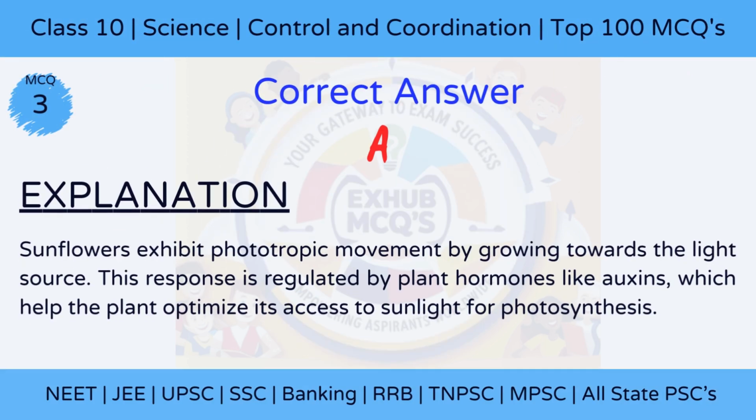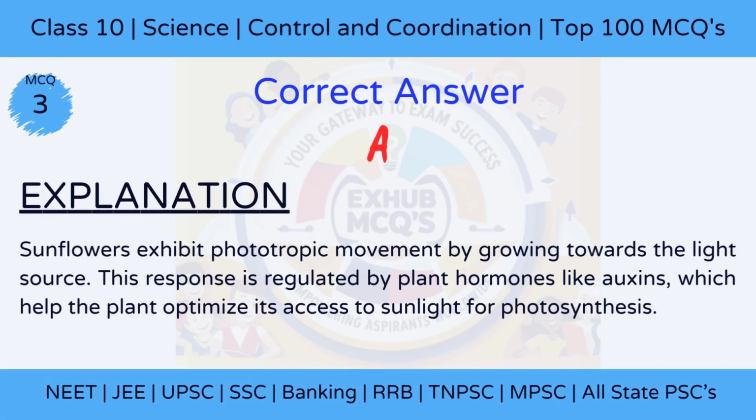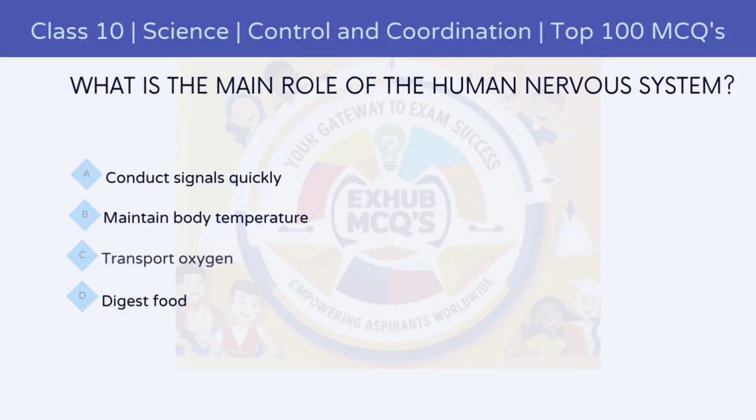The correct answer is option A, by growing towards light. Explanation. Sunflowers exhibit phototropic movement by growing towards the light source. This response is regulated by plant hormones like auxins, which help the plant optimize its access to sunlight for photosynthesis.